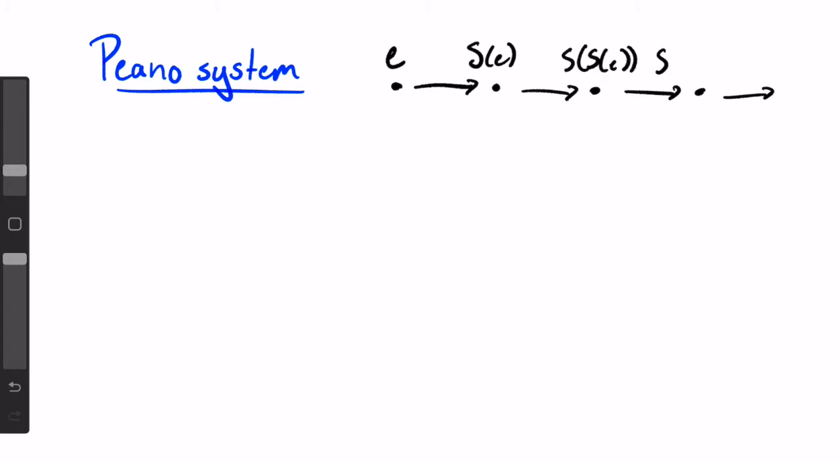Side note, I know these letters are super weird, and I have no idea why Peano decided to use them, but we will bravely soldier on. For ease of discussion, we will shorten s of s of e to s^2 of e, and do the same for any subsequent terms.